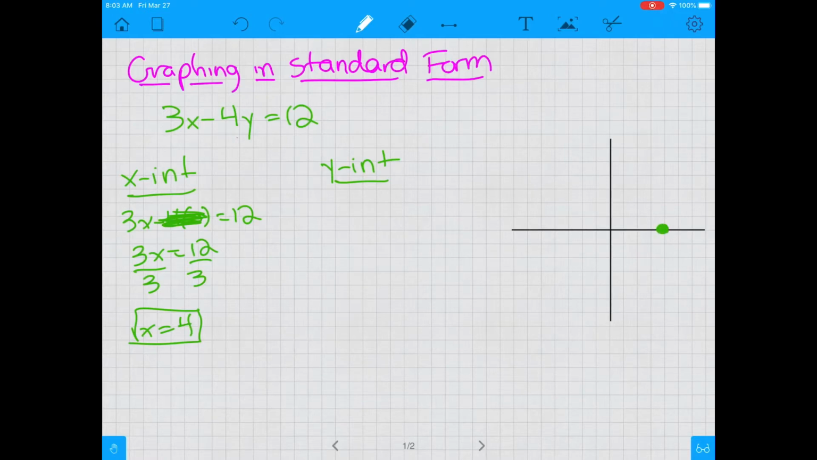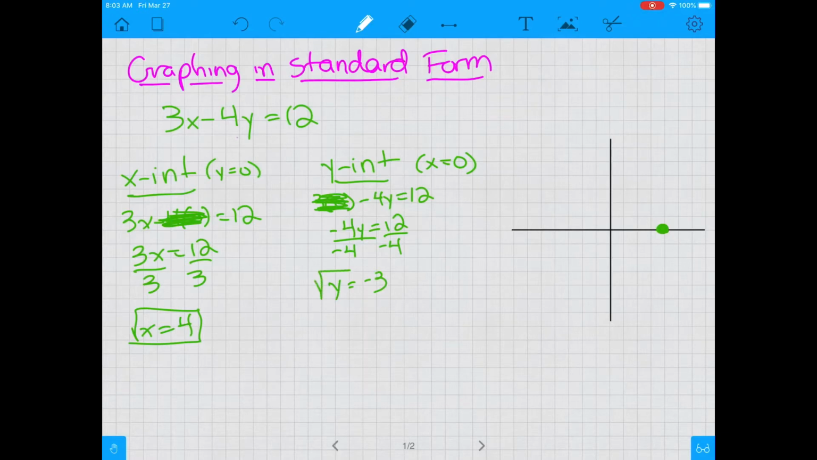For my y-intercept, remember, my x-intercept is where y is 0, your y-intercept is where x equals 0. So I'm going to plug in 0 for x. Again, that makes this term disappear. Don't forget about the negative, right? This is where people make some mistakes. They forget about the negative, right? And so they end up with the wrong sign of the intercept in their final answer. So here, after that, I just divide by negative 4, and I get that y is negative 3.